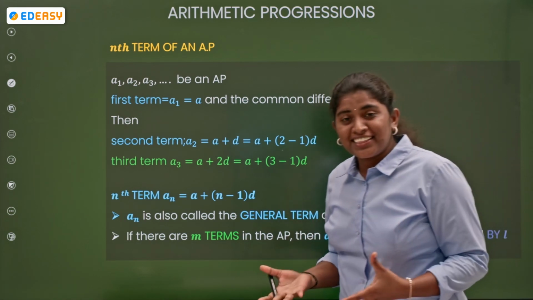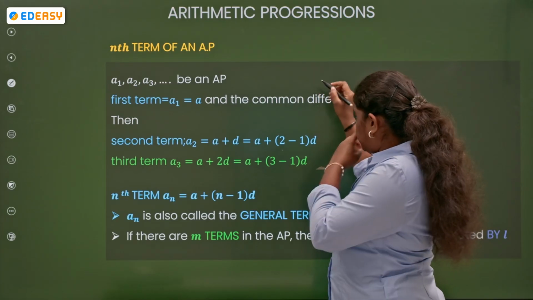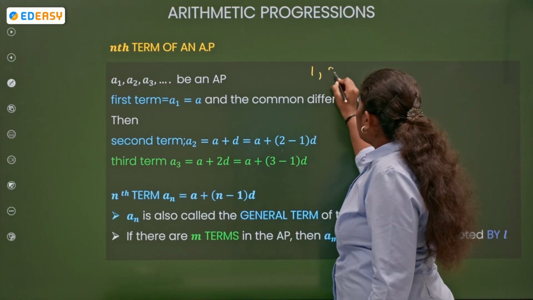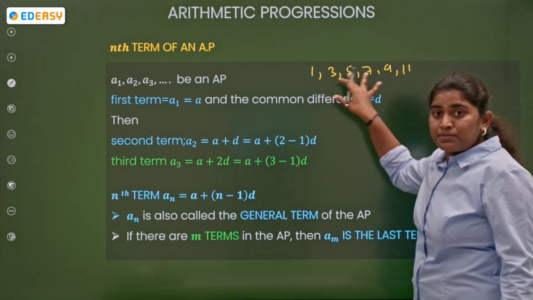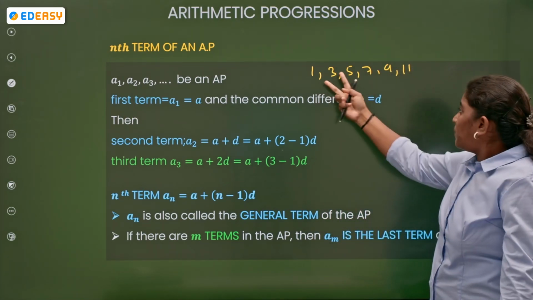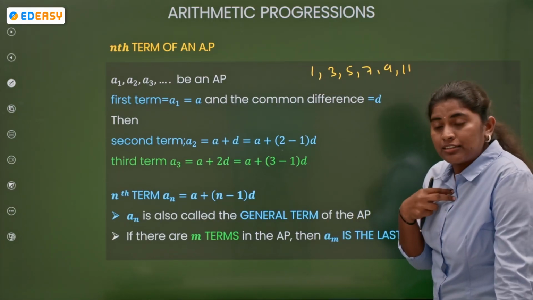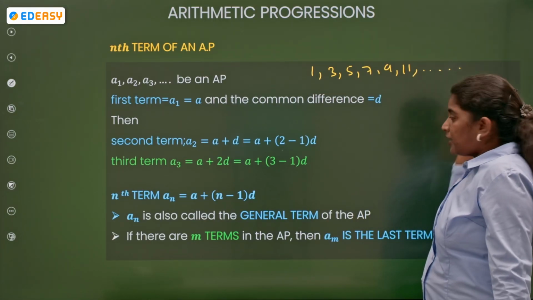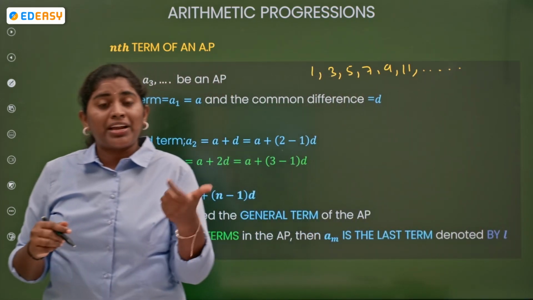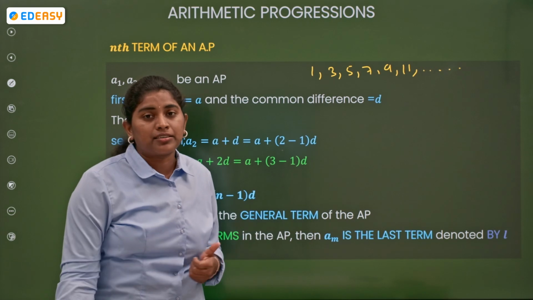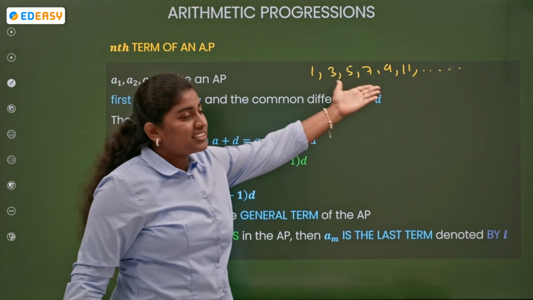So what is this nth term? First, suppose I am giving you an AP of 1, 3, 5, 7, 9, and 11. This is my AP. How many terms do I have? 6 terms. But I am asking you to find the 12th term. If it continues, it is an infinite AP. Now if I ask you to find the 7th term or 8th term, you can find it easily, because you can find the common difference and add it.